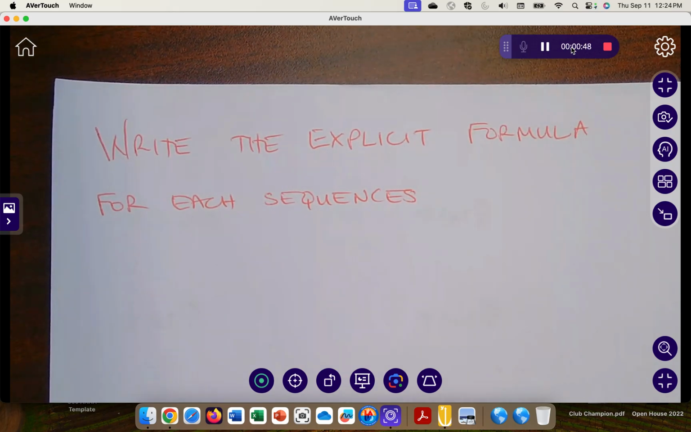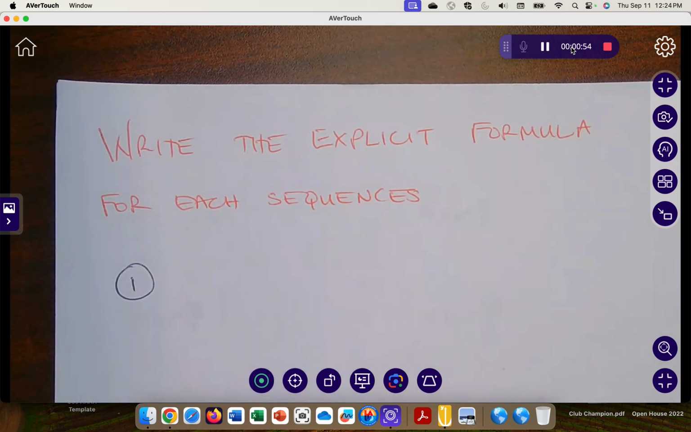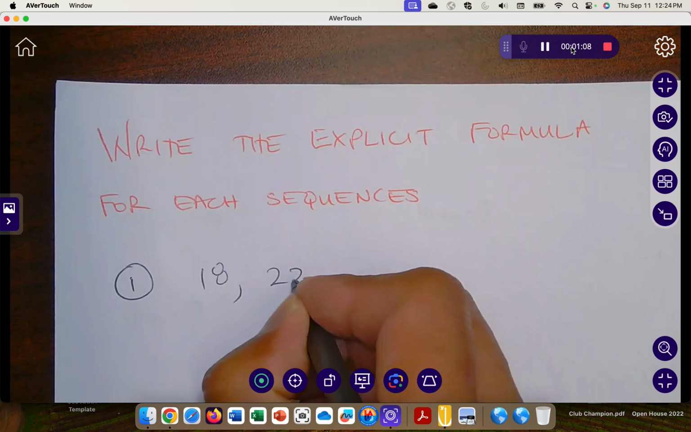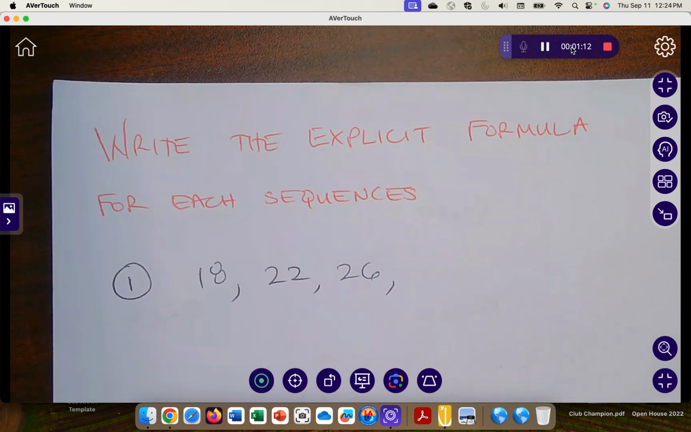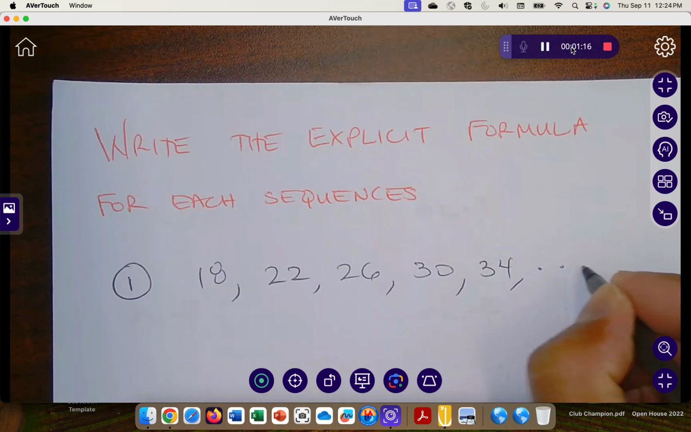Okay. Here's number one. Number one, copy it down. Here it is. So, very similar to yesterday, except they don't give you the information right off the bat, but you're going to get it right away. There are two pieces of information you need. Okay, so 18, 22, 26, 30, 34, and obviously the sequence continues.